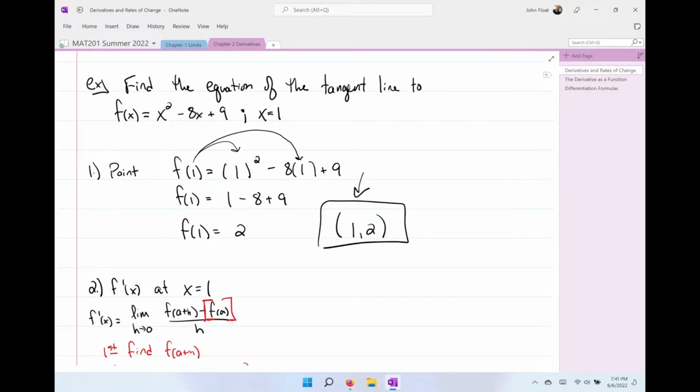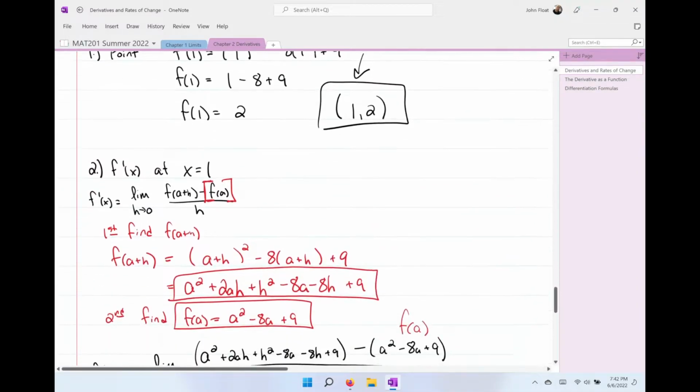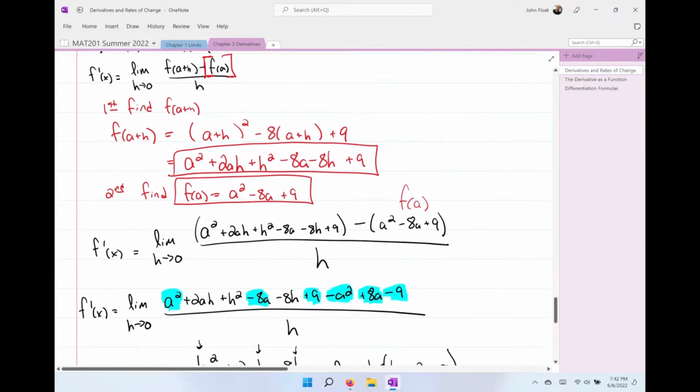So, back in section 1, we were asked to do this problem here, which is find the equation of the tangent line to f of x equals x squared minus 8x plus 9. And then we were asked to evaluate this at x equals 1 so we can find this tangent line that we were interested in. And anytime you need an equation of a tangent line, remember you want to first find a point, second, find a derivative, and look at all this work we had to do for the derivative.